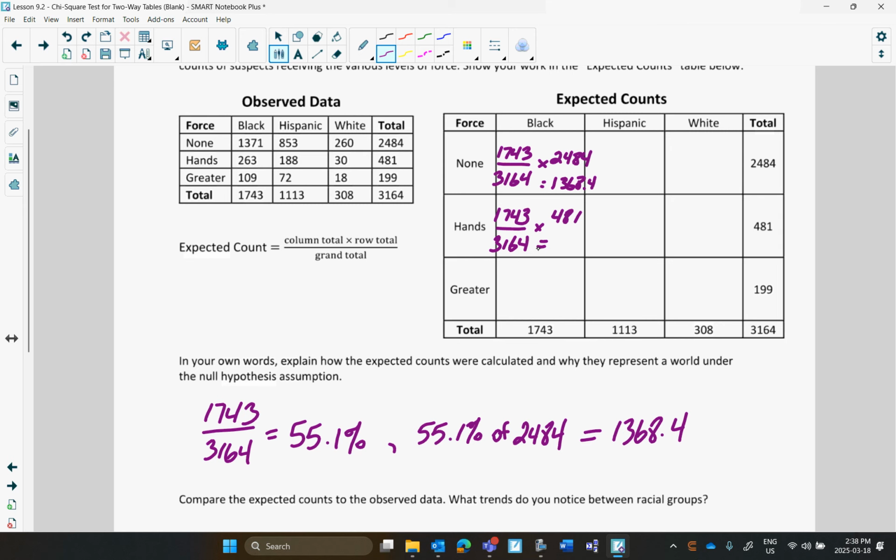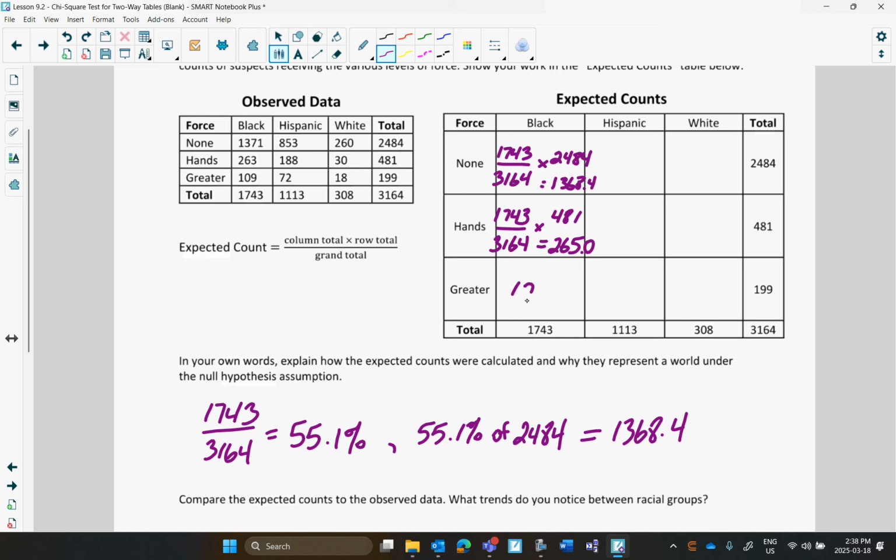And in this one, I get 265 people, is what I would expect. 263 is how many? Do you see how we're calculating all of those? So I'm just going to go ahead and write the numbers in the rest.